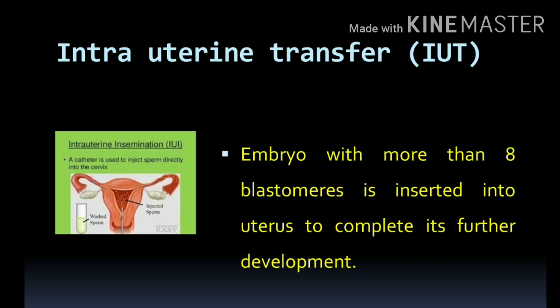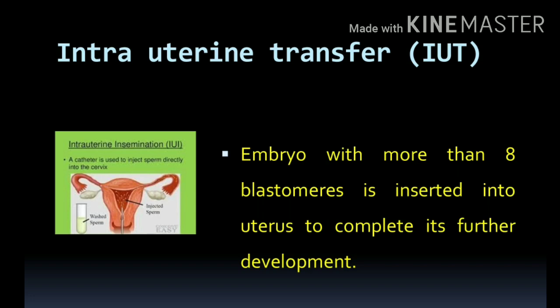Can you understand the difference between ZIFT and IUT? In ZIFT, the 8 blastomere stage of the zygote is transferred into the fallopian tube, but in intrauterine transfer, the embryo is inserted into the uterus to complete its further development. Can you understand the difference between IUT and ZIFT?